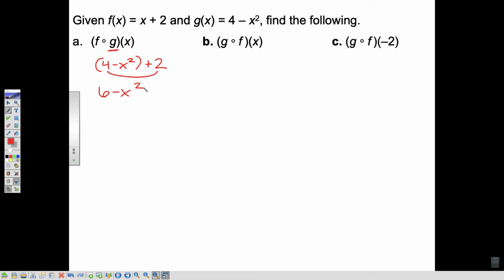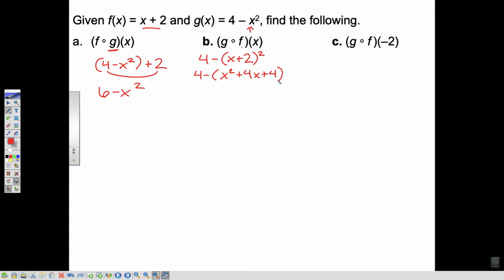So what's happening on the next one? G composed of f. You're putting f into g for the x. So I have 4 minus (x plus 2) what? Squared. And then I have to do what with this? I have to square it. So I have 4 minus (x squared plus 4x plus 4).